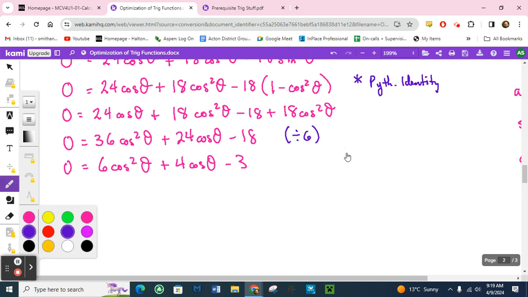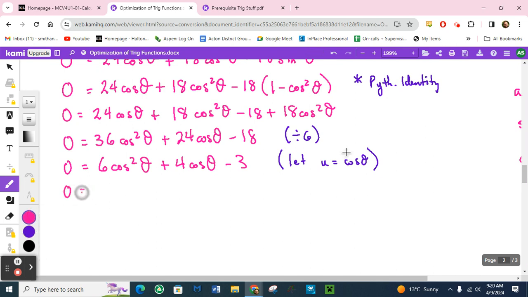And then we're just going to use the same strategy as before. I'm going to replace cos theta with u. Not your dad, though. You can use x, you can use n. I wouldn't use an s because my s's look like 5s, so probably a bad choice, but u would be fine. So 0 equals 6u squared plus 4u minus 3. All right, can you guys use the quadratic formula to get 2 possible values for u? And then we'll wrap things up. You guys are doing great.